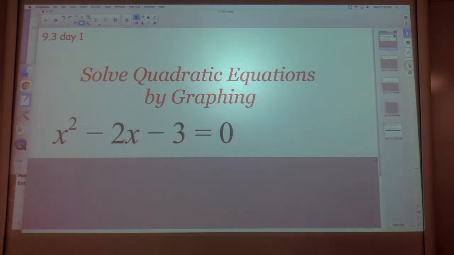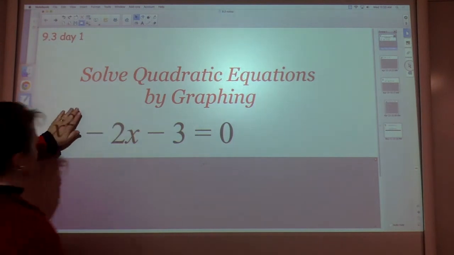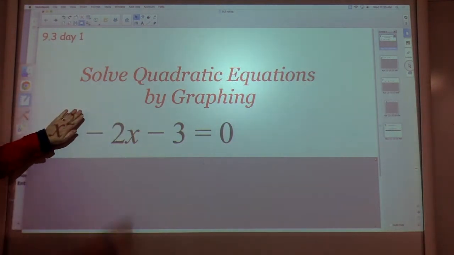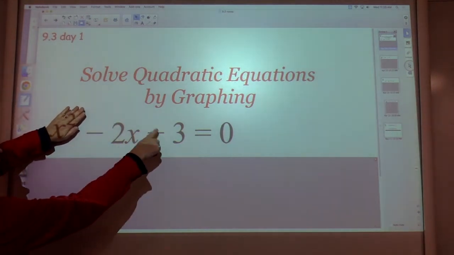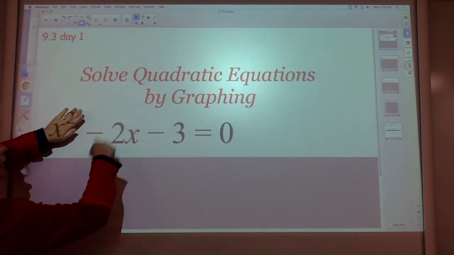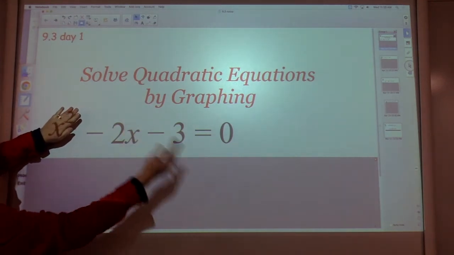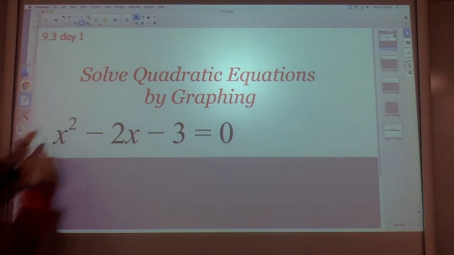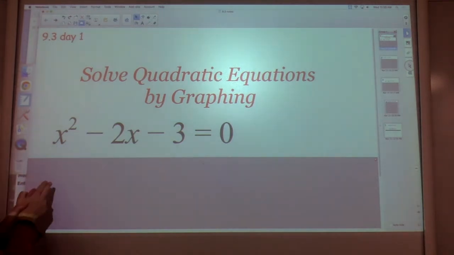And we know how to solve equations if it didn't have a squared in it. We would know that if we had to solve this, you do the opposite. Since that's minus 3, you would add 3. Then you would divide by negative 2. Whatever you do to one side, you do to the other. Not so much when you have an x squared.